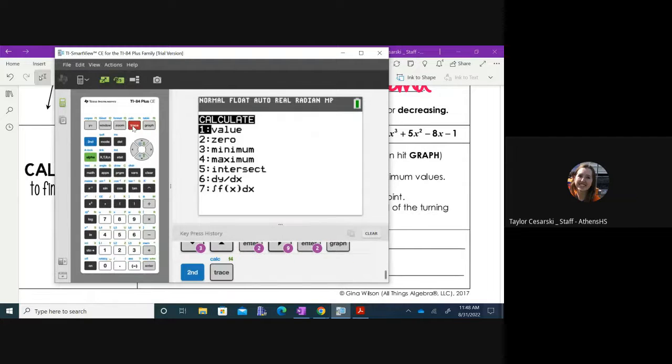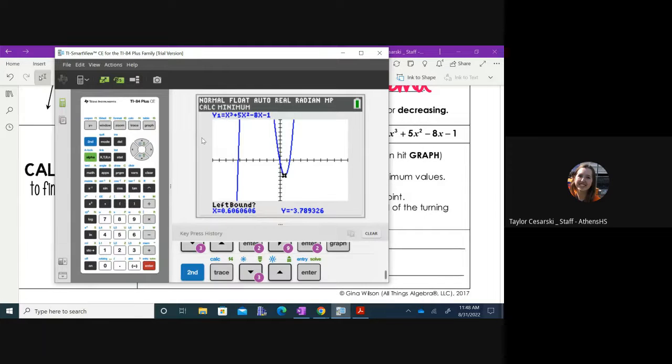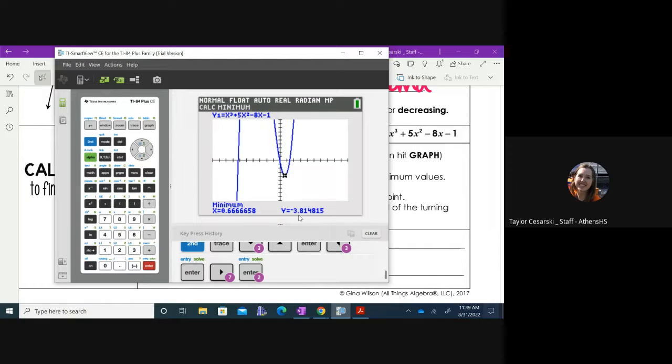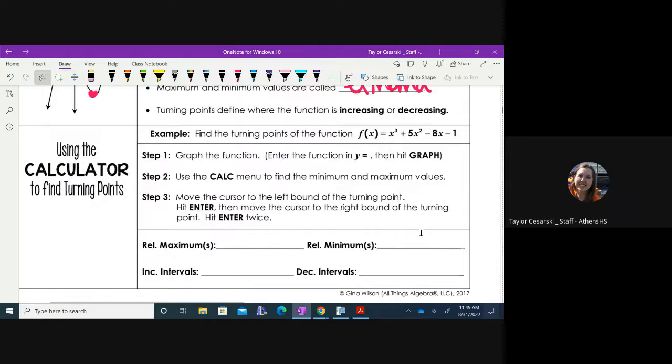You're going to go to second trace and then go down to the one that says minimum. We're going to ask for left bound and right bound. So left bound is somewhere to the left of that minimum. Right bound is somewhere to the right of that minimum. And then when it says guess, just hit enter again. Now this one is 0.6 repeating. I know what that is as an exact value. That's 2/3. So I'm going to write 2/3. And then always in this class for the rest of the year, unless I say otherwise, you're going to round to 3 decimal places. So that's negative 3.815.